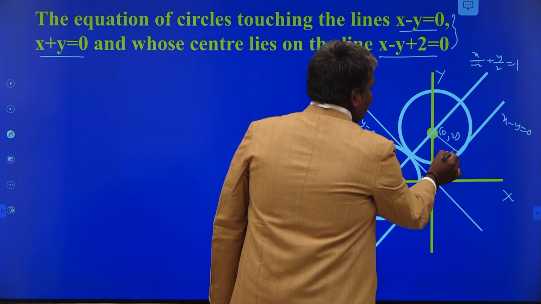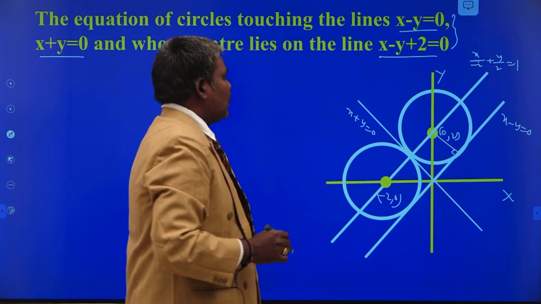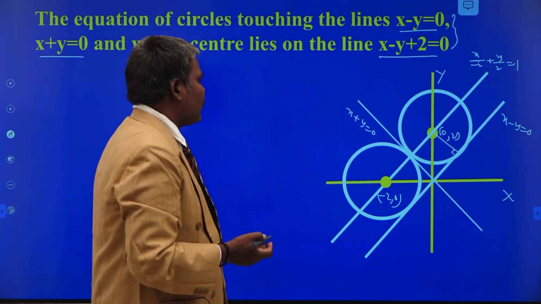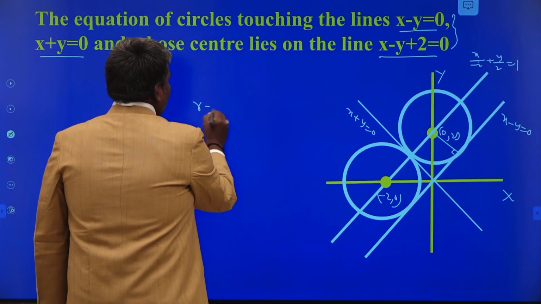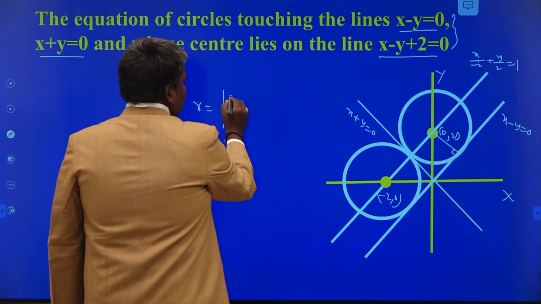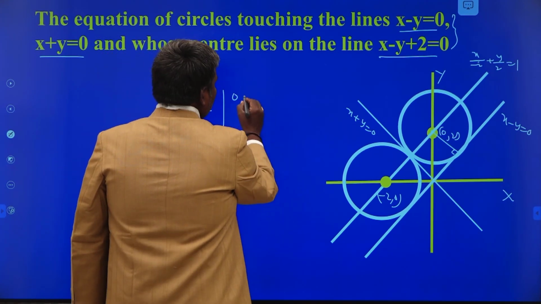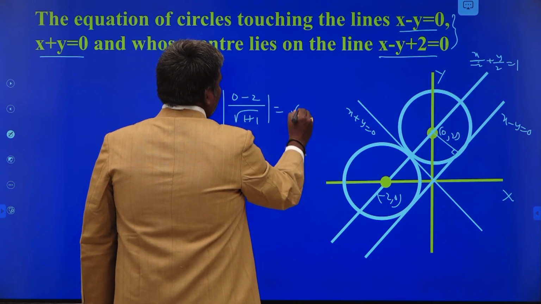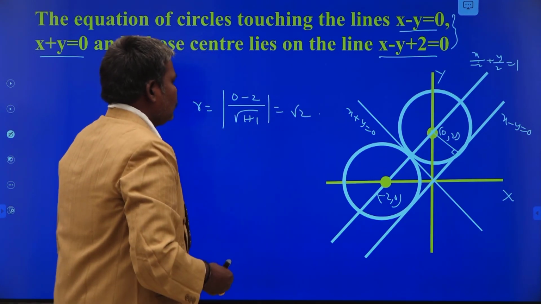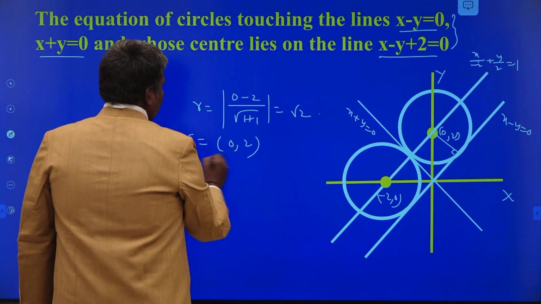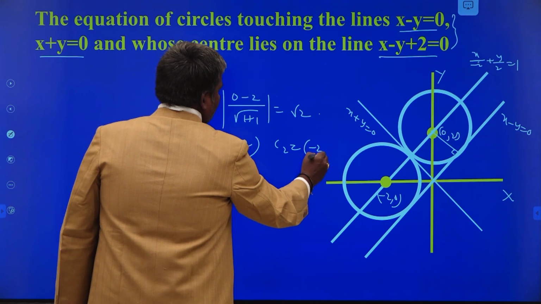The distance from here to here, the distance from center to the tangent, is nothing but the perpendicular distance, that is your radius. So, what is our radius now? Modulus of 0 into 1, that is 0 minus 2 by root of 1 plus 1, root of a square plus b square, that is root 2. So, what is the center? Possible centers are one is (0, 2) and the other one is (-2, 0).